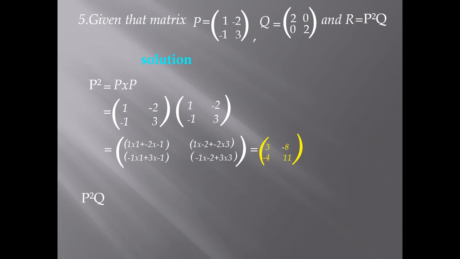So for P squared Q, we have the P squared, now the P squared times the matrix Q to give us matrix R. So we can check before we multiply, is the multiplication of these matrices possible? How do we check that? How many rows and how many columns are there? So this matrix is a 2 by 2. Why? It has 2 rows and 2 columns. How about the second one? 2 rows and then 2 columns. So the multiplication of these matrices is very possible. So we can now proceed and use the same concept of row by column.